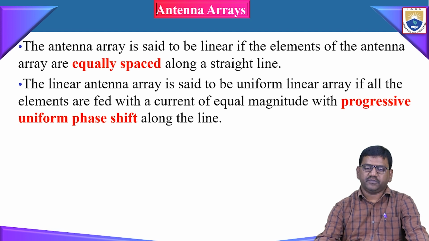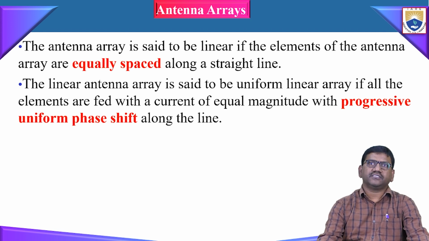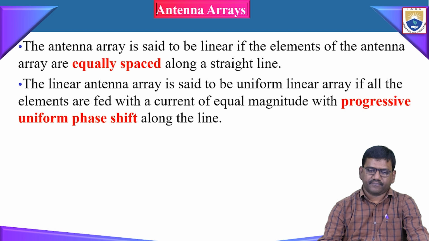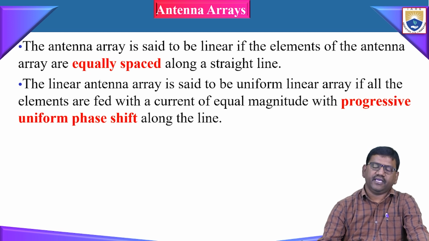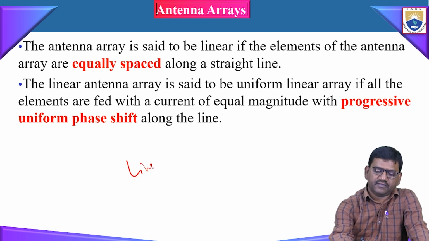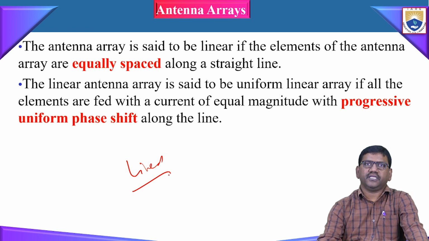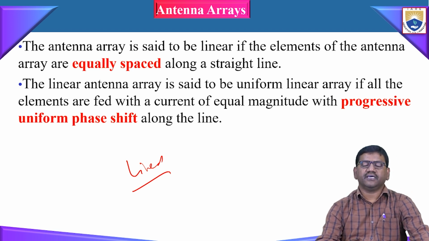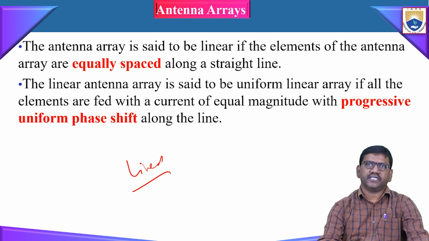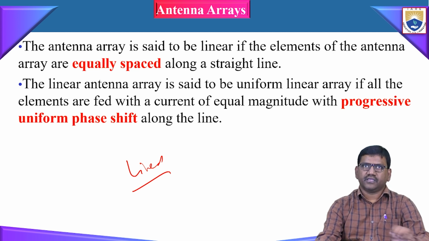An antenna array is said to be linear if the elements of the antennas are equally spaced along a straight line. So an array is said to be linear when all the elements of the antenna are spaced equally along a straight line. Then we call it a linear array.